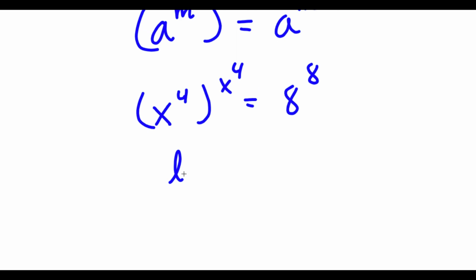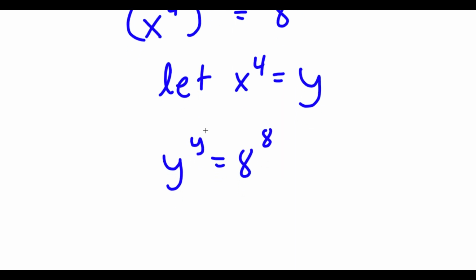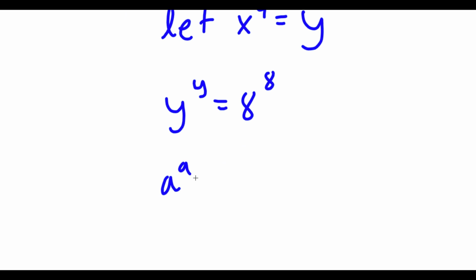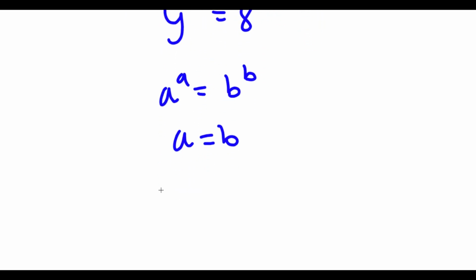Now I'm going to let x to the power of 4 equal the variable y. So now I have y to the power of y is equal to 8 to the power of 8. And if I have something in the form a to the power of a is equal to b to the power of b, this means that a is equal to b, meaning y is equal to 8.